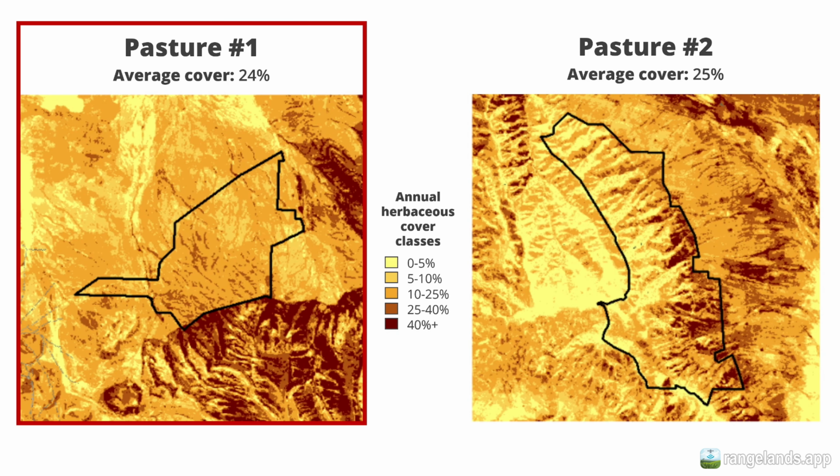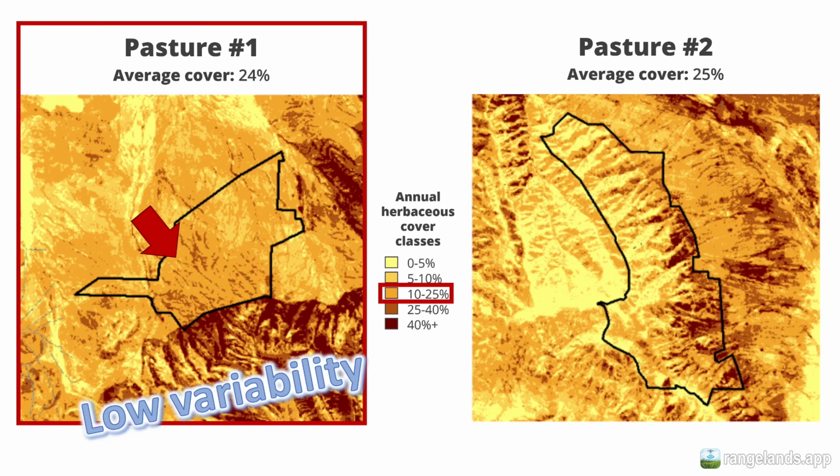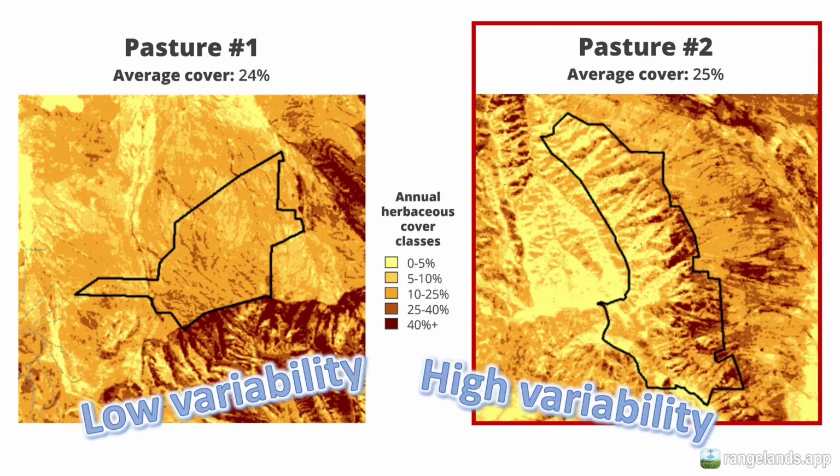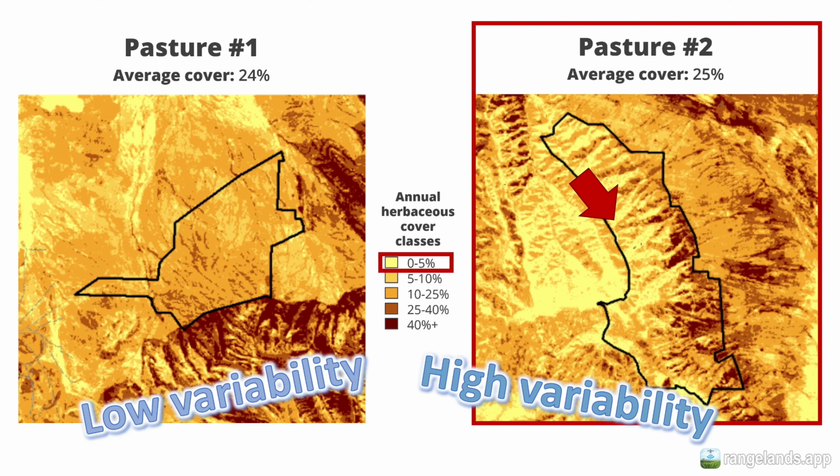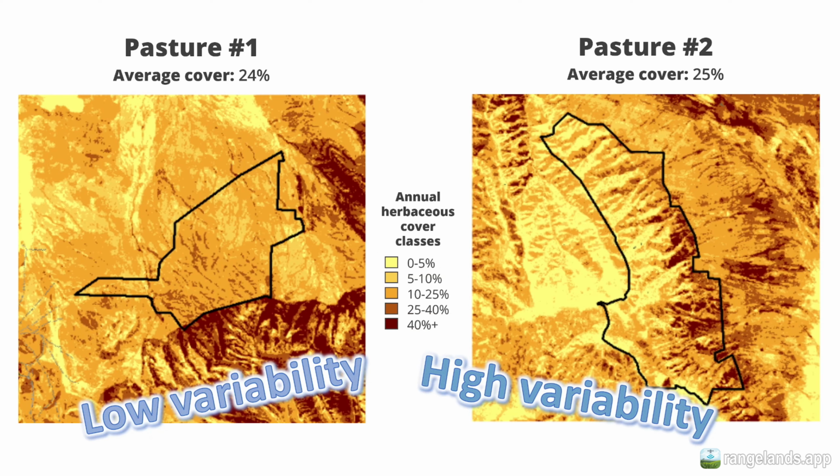Pasture number 1 has low variability, meaning that the pasture has a pretty uniform amount of annual herbaceous cover across the entire area. Notice that most of the area is depicted as orange, indicating 10 to 25% annual herbaceous cover. Pasture number 2, on the other hand, has high variability. You can see that there are some areas where there's little to no annual herbaceous vegetation cover, and other areas where there's 40% or more annual herbaceous cover. Certainly, the implications in terms of management are significant, depending on whether there is low or high variability.